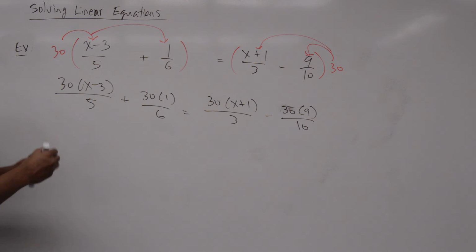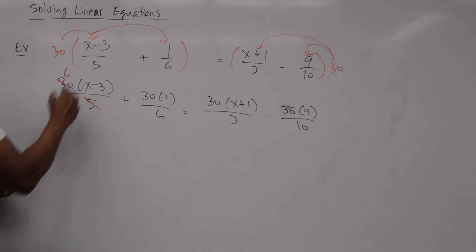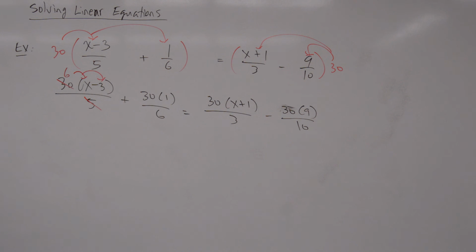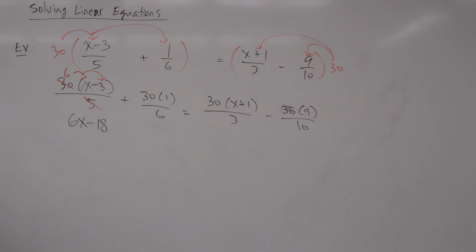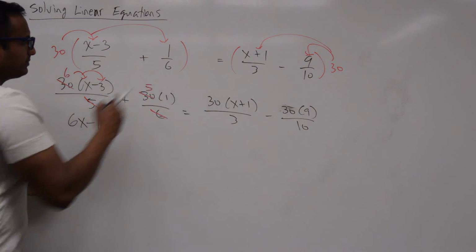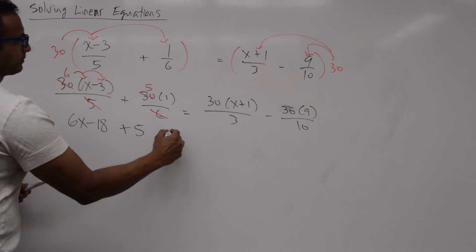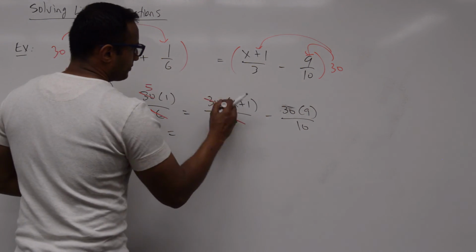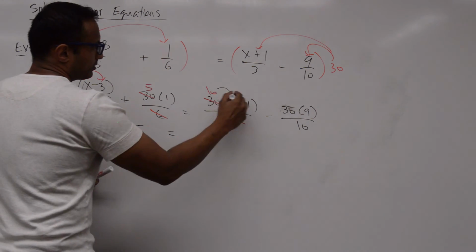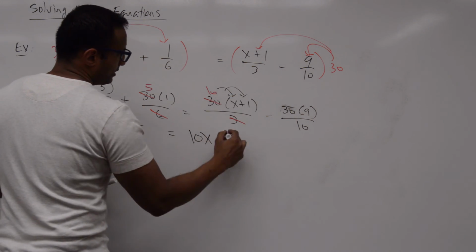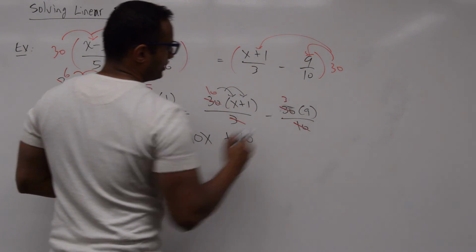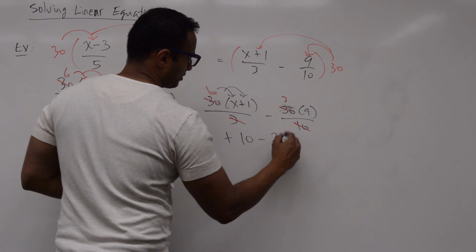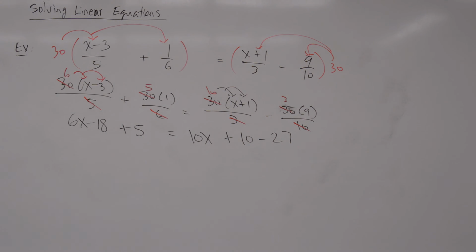All right, let's reduce. 5 goes into 30 6 times. And now the 6 is going to distribute to the x and the negative 3. So this gives you 6x minus 18. 6 goes into 30 5 times. 5 times 1 is 5. On the right side, 3 goes into 30 10 times. So 10 times x, that's going to be 10x. 10 times 1 is going to be 10. 10 goes into 30 3 times, and then 3 times 9 is going to be 27. Okay, so all the fractions are gone.